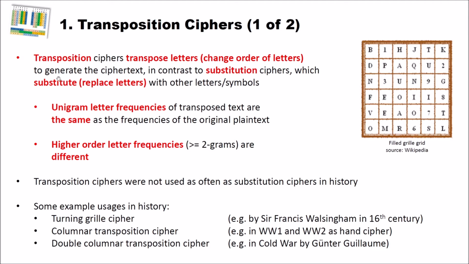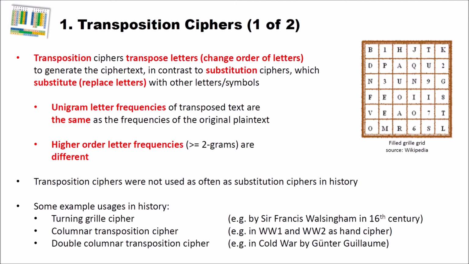What does it mean that a transposition cipher transposes letters? It means that the unigram letter frequencies, so the frequency of A, B, C, and so on, of the transposed text are the same as the frequencies of the original plaintext. Since we do not change any of the letters, this is of course easy to see. But higher order letter frequencies, for instance 2-grams, 3-grams and so on, are different. That is because the ordering of our letters changes.